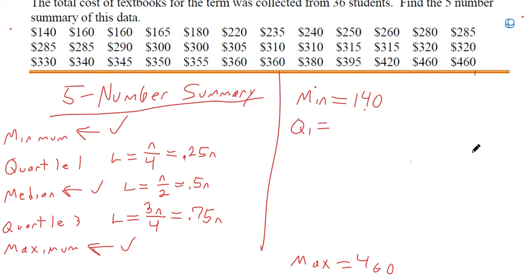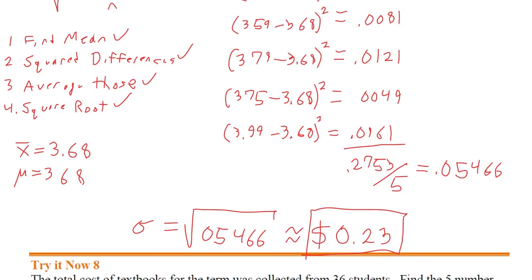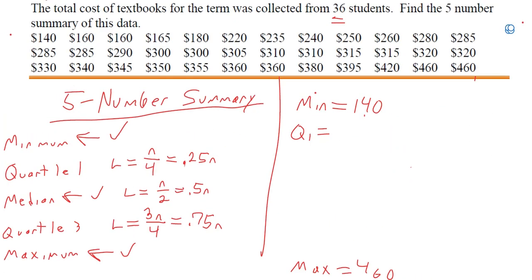For Q1, what I'm going to do is take the total amount of numbers, which is 36. That's how many numbers there are in that data set. So if I do 36 divided by 4, what I get is 9. Using the logic from median, since that's a whole number, I want to take the 9th and the 10th and average those.